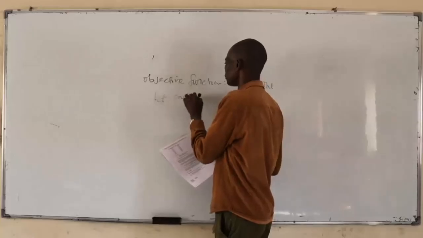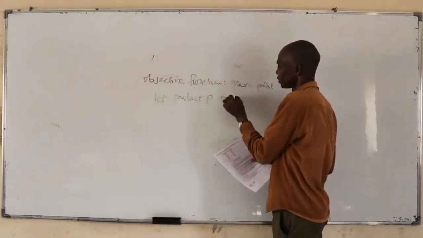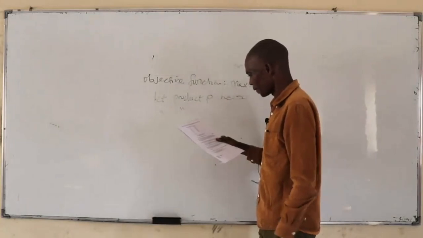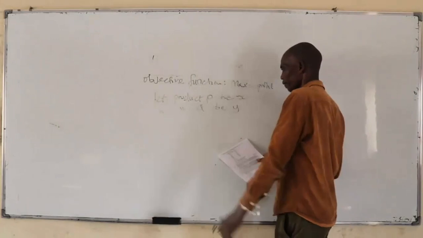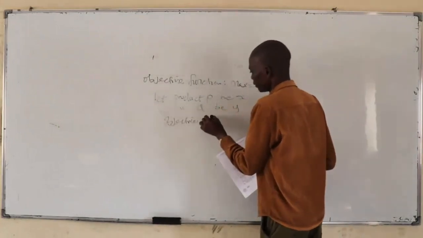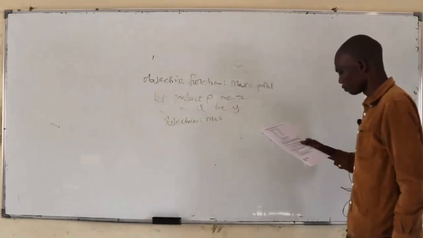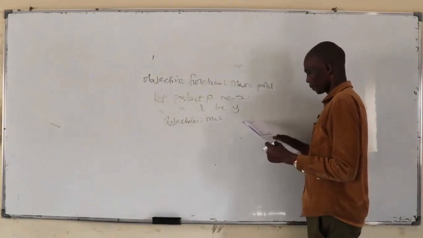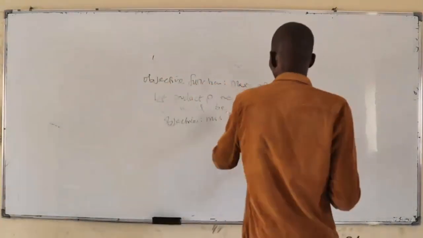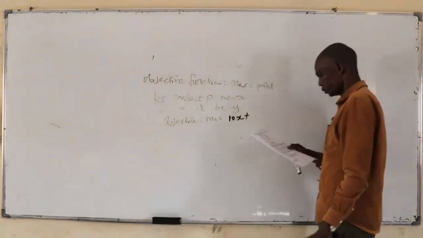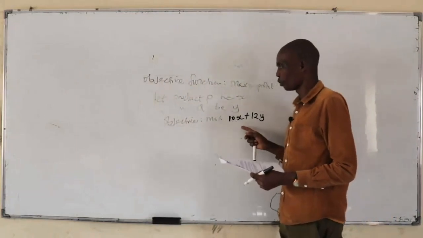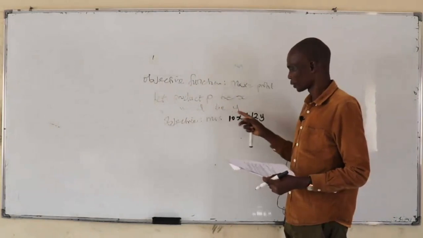product P be X, and let product Q be Y. Therefore, the objective is, as we have said, to maximize. For each unit of P, the profit is 10, so maximize 10X, plus for each unit of Q, the profit is 12, so 12Y. This is the objective we want to maximize. And you know automatically X is the product P and Y is the product Q in this case.